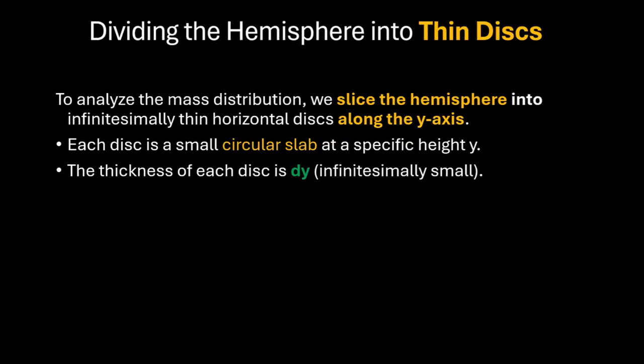So the first step here would be to analyze the mass distribution. We slice the hemisphere into infinitely small horizontal disks along the y-axis. Each disk is a small circular slab, or a cylinder, kept at a specific height y from the origin. The thickness of each disk is dy.